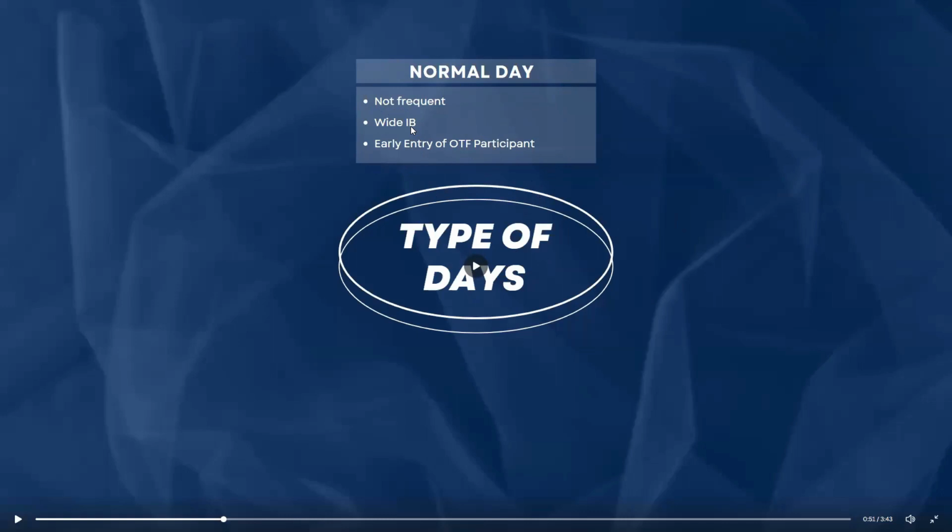Somebody was asking, how do we know that IB is wide? For example, for Bank Nifty, 1.5% is the average move. And if IB is around 1.3, 1.4, 1.5, 1.6, 1.7 in that range, then you can say that IB is wide. It's almost 70-80% of the day range.